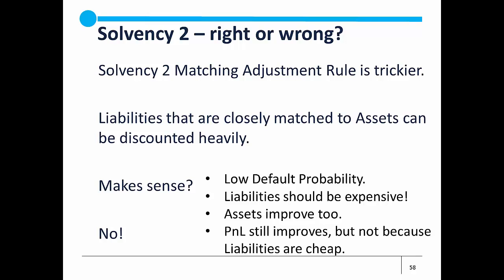And then as the assets and liabilities both improve, it turns out the assets improve faster than the liabilities, and therefore the P&L still improves. However, the reason why it improves is very different to the reason that the matching adjustment rule implies. It improves because the assets are improving faster than liabilities. It does not improve because the liabilities deteriorate in any way, shape, or form.